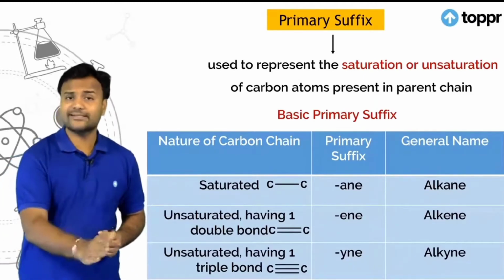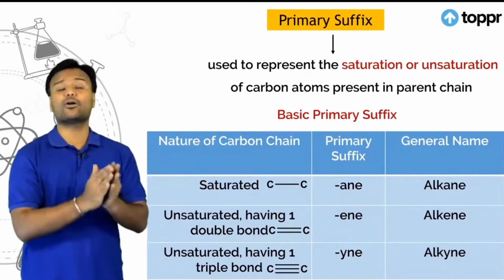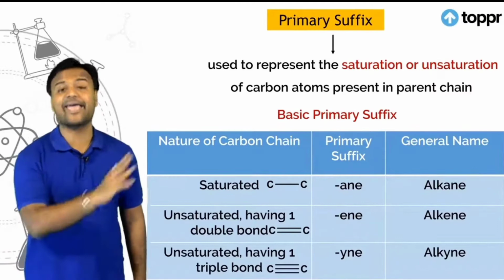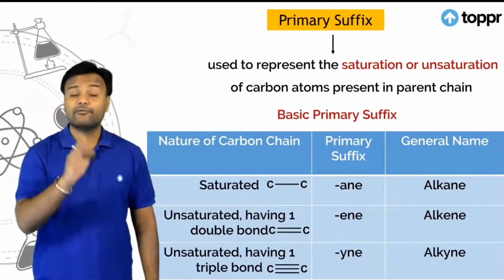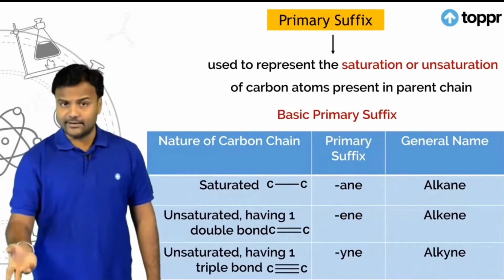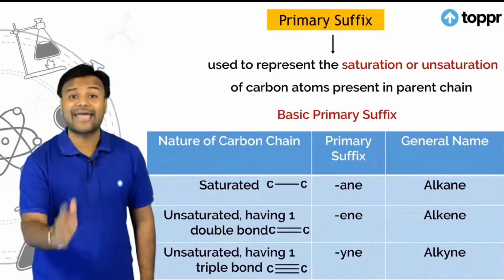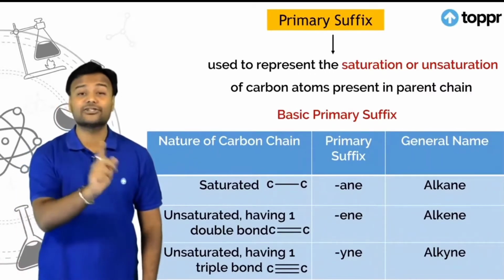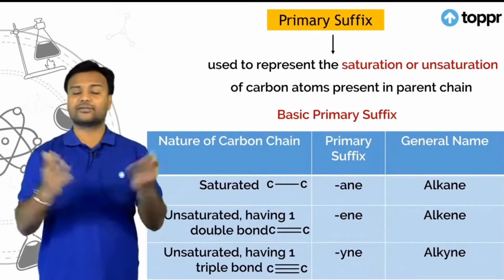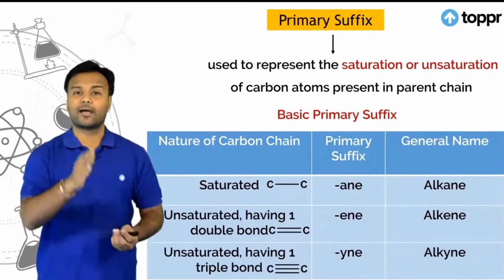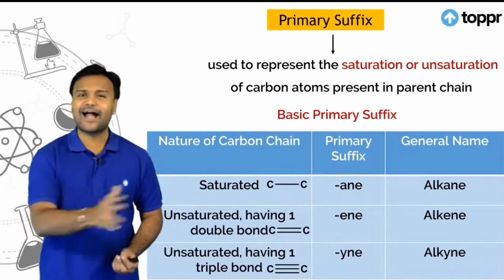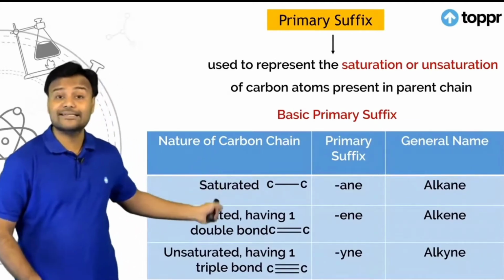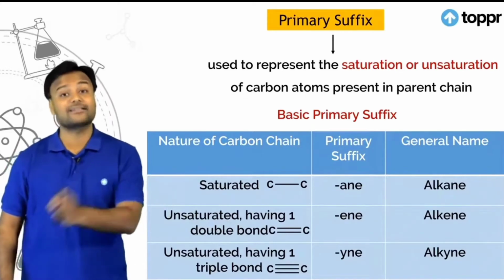If you have only single bonds in your entire organic compound, then the suffix will always be "ane", right? If it consists of double bonds, it is "ene". If it consists of a triple bond, it is "yne". So, single bond is "ane", double bond is "ene" and triple bond is "yne". That's where, if you see the general names, they are alkanes, alkenes and alkynes. So, remember whatever I told you so far, this is all about your primary suffix.